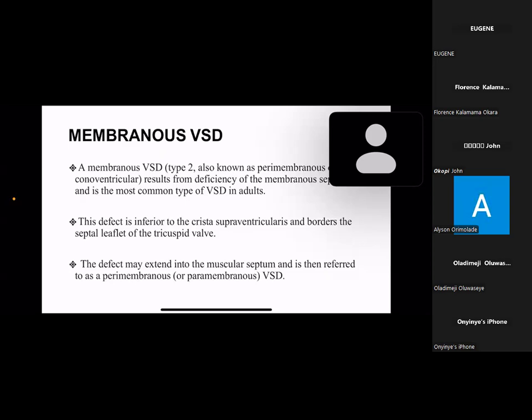The membranous VSD results from deficiency of the membranous septum and is the most common type of VSD in adults. This defect is inferior to the crista supraventricularis, unlike the supracristal, which is superior to it, and borders the septal leaflet of the tricuspid valve. The defect may extend into the muscular septum and is then referred to as perimembranous VSD.